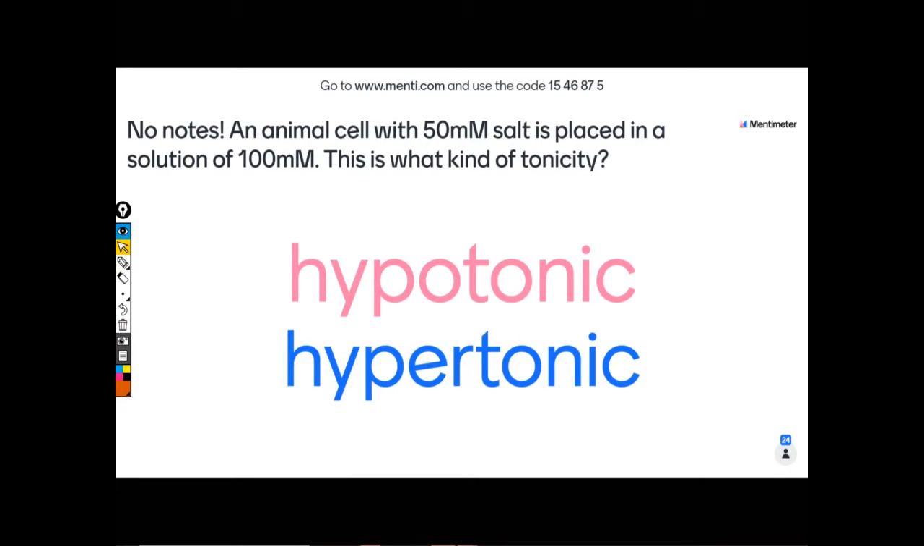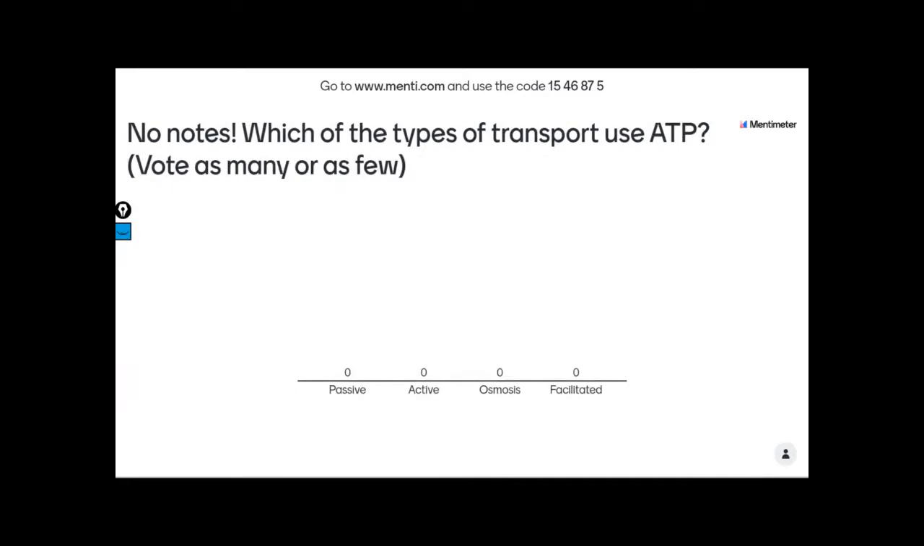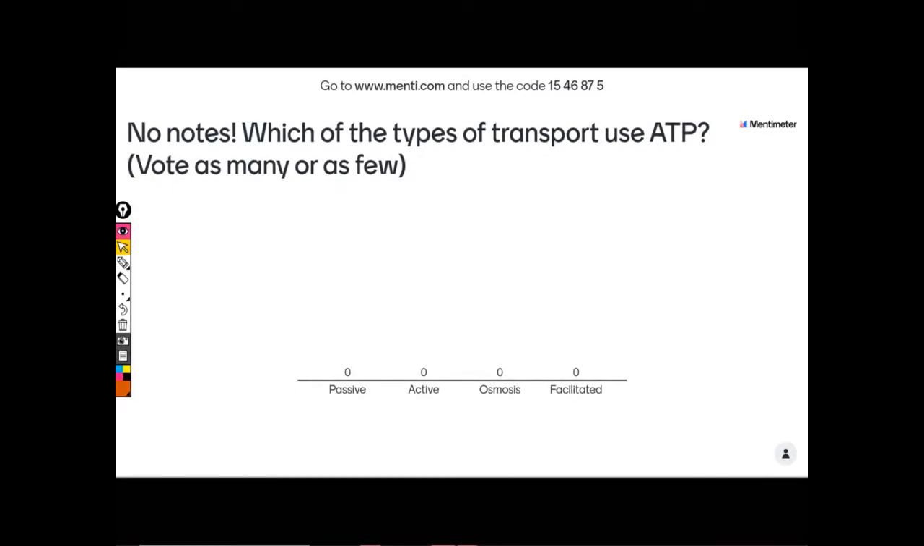Okay, let's try another kind of question. This should auto-update on your Menti, so you don't have to re-enter the code. Again, without looking at your notes, what types of transport, still talking about membrane transport, are going to use ATP?